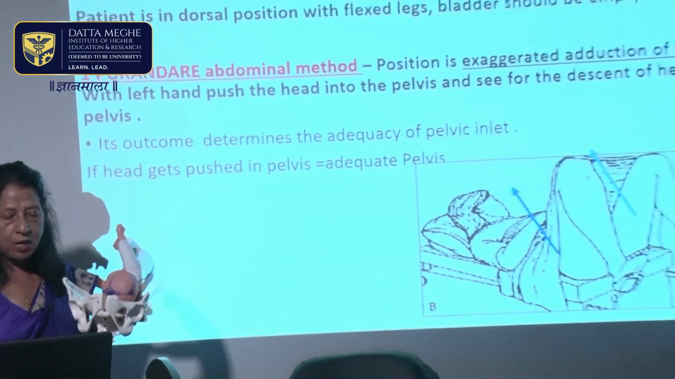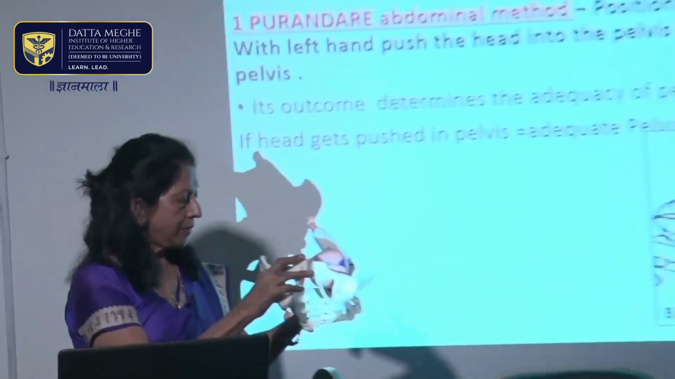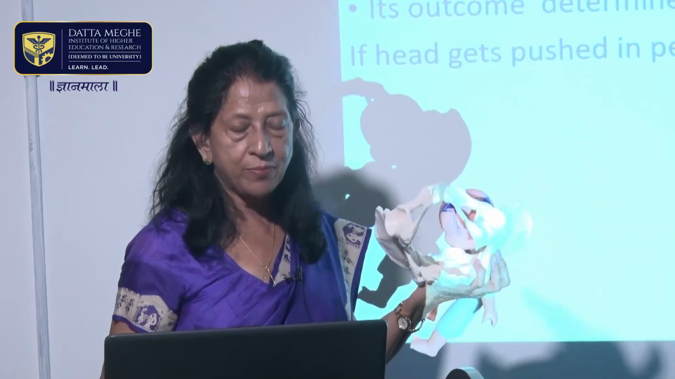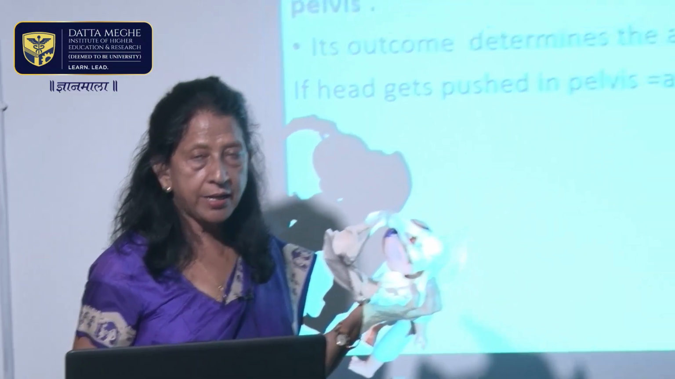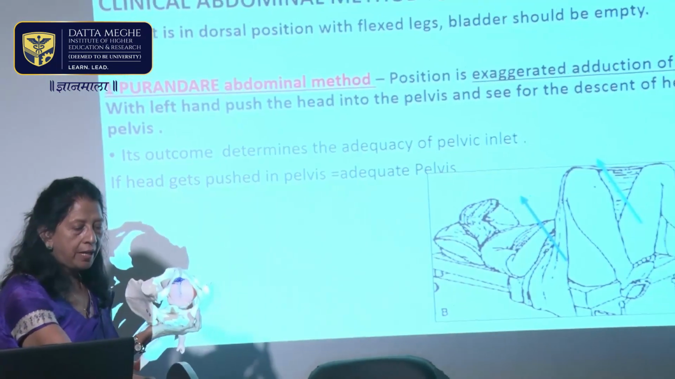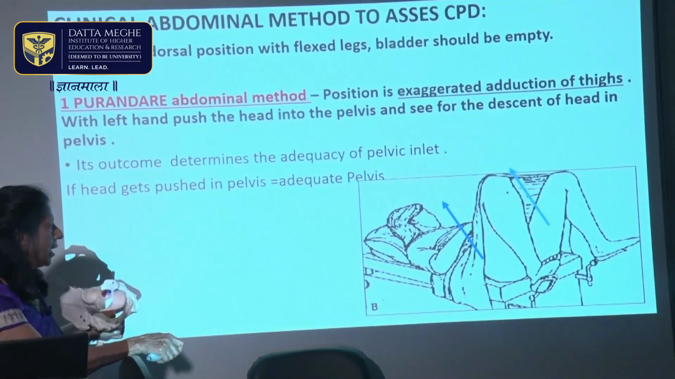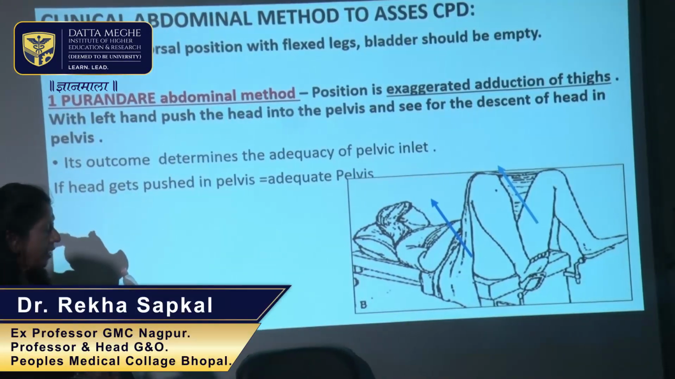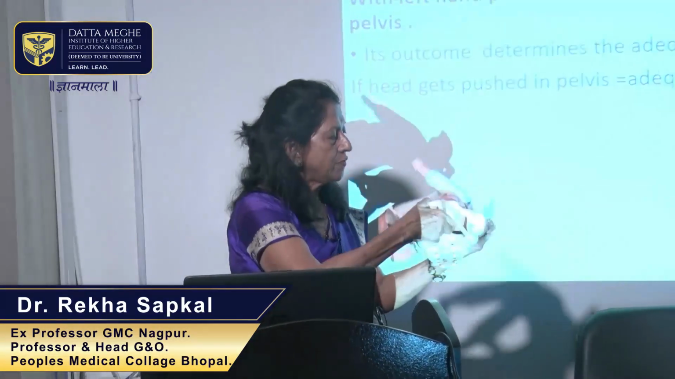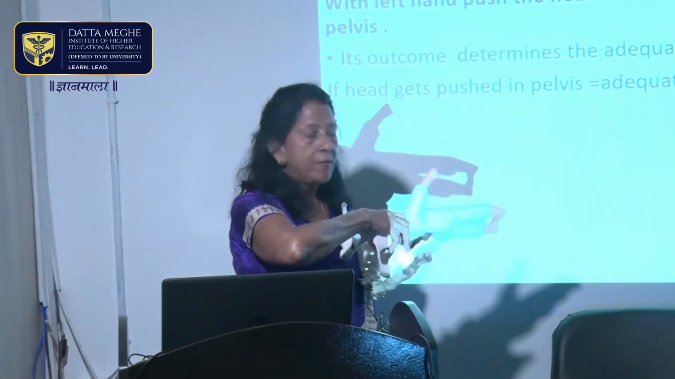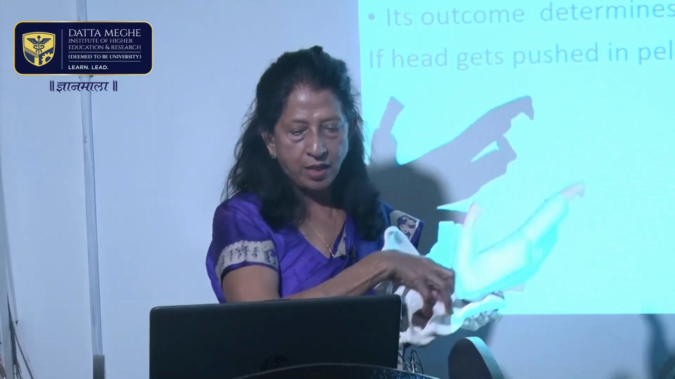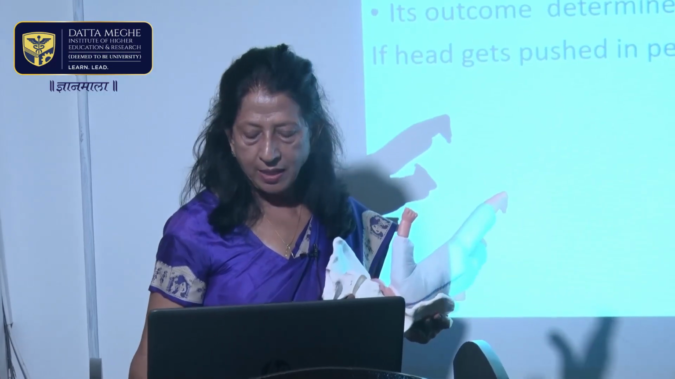Okay. So, this is how the patient should lie down on the bed, and you hyperextend and push the thighs over the abdomen, that is exaggerated adduction of the thighs is done, and with the pressure of the thighs the head may enter into the pelvic cavity, and by assessing the descent of the head abdominally, I try to understand whether there is CPD or not. So, this is how the patient will lie down, and with the pressure of the thighs only, the head may enter into the pelvic cavity, inlet is okay. So, that is the Purandare method.